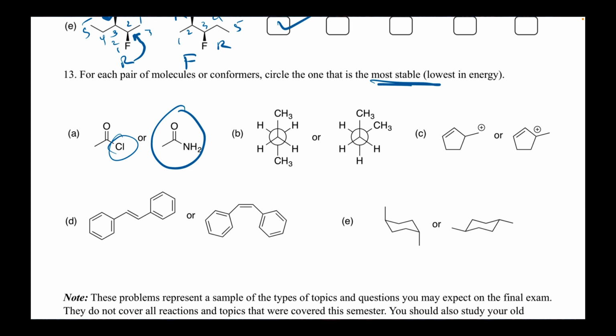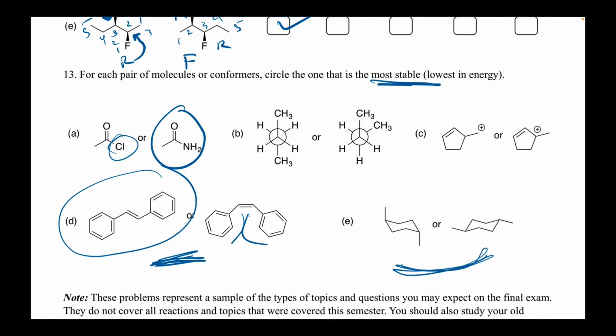Cis versus trans double bond. Trans, yeah, and that's because of the crowdedness of the cis configuration. Axial versus equatorial groups on a cyclohexane. Equatorial is more stable, right? Less crowded in the equatorial positions, for steric reasons.